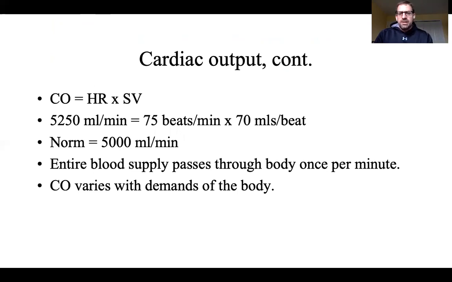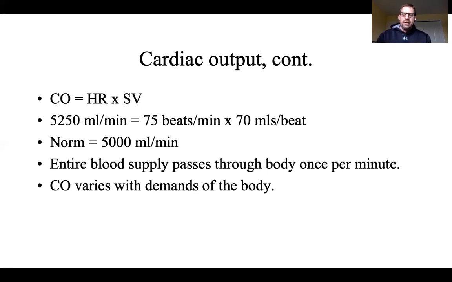So typical heart rate is about 75 beats per minute. Typical stroke volume is about 70 milliliters per beat. So if you multiply those two together, you end up with about 5,250 milliliters of blood pumped through your body per minute. And normal is about 5,000 milliliters per minute. So basically your entire blood supply passes through your body once every minute. Okay, but the cardiac output will vary with the demands of your body. If you are exercising, that's going to increase your heart rate, and so your cardiac output goes up. If you are sleeping, resting, your heart rate goes down, cardiac output goes down.